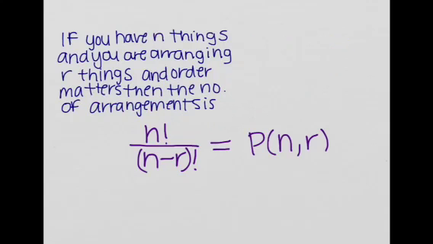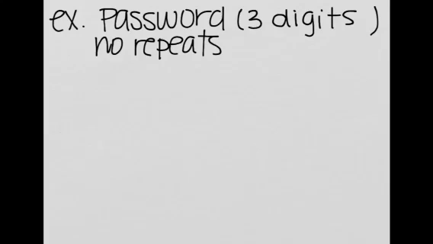Okay? So basically, if you have n things and you're arranging r things and order matters, then the number of arrangements is n factorial over n minus r factorial. This can also be written as P(n, r). Okay, well, let's work through some examples to see how this works.